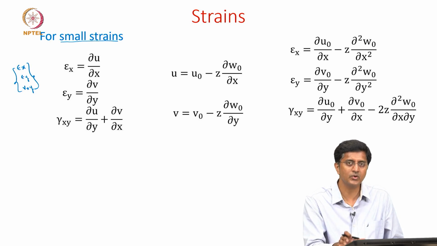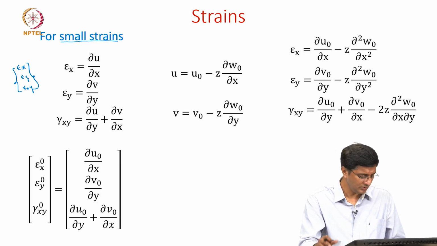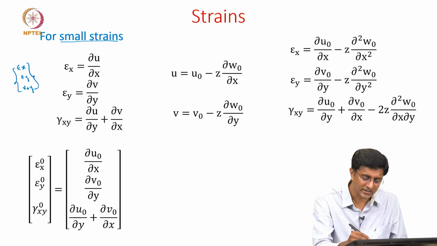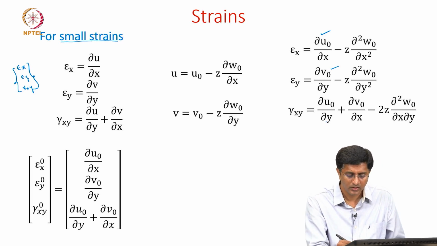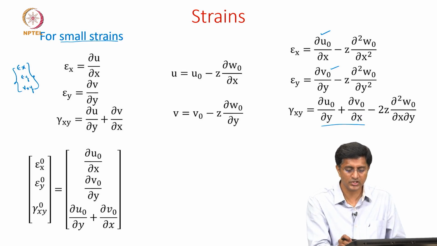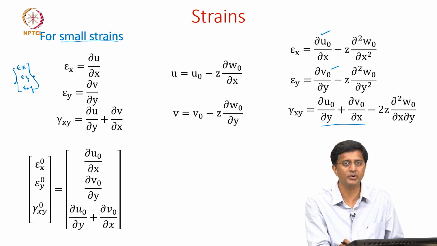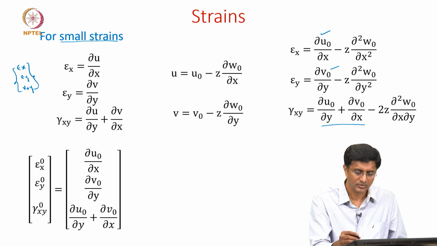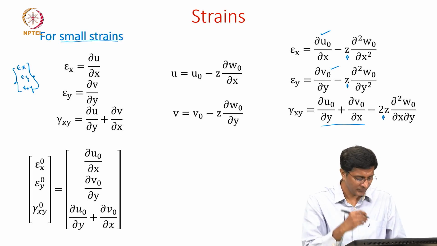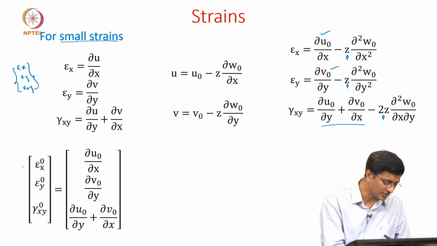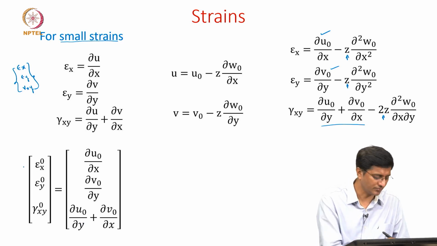These three expressions we will write in matrix form now, starting with the first terms: dou u naught by dou x, dou v naught by dou y, and dou u naught by dou y plus dou v naught by dou x. So essentially we are looking at the terms where there is no dependence on z, because the second terms all depend on z, so we have left them out. What do these give? These are the strains occurring on the mid surface.